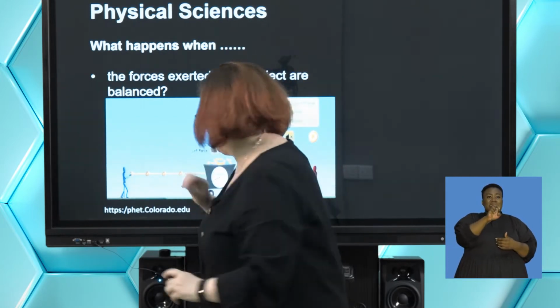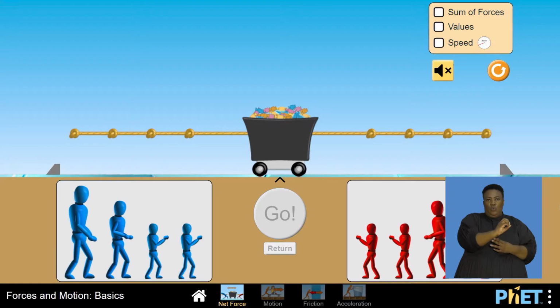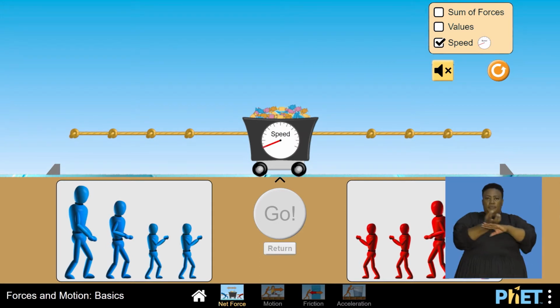Okay, so we're going to go to a quick animation. Here we have our trusty men, which we've seen before. And remember, the size of the men represents the size of the force. We have our little crate. What we're going to do is put the speed on there, so you need to keep an eye on the speed. And we're going to put the values of the forces as well, and the sum of the forces. So we're going to keep track of all the stuff that's happening, all right?